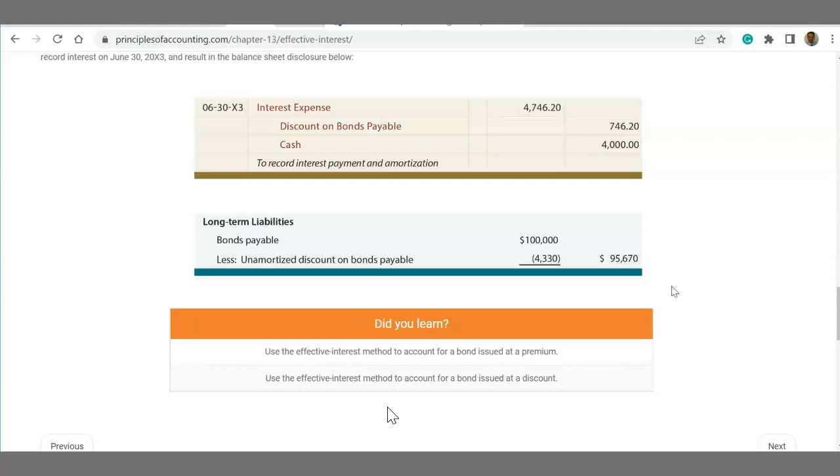Yeah, I have a question. The discount on bonds payable, that's a liability, right? But so we put it into an abnormal balance?